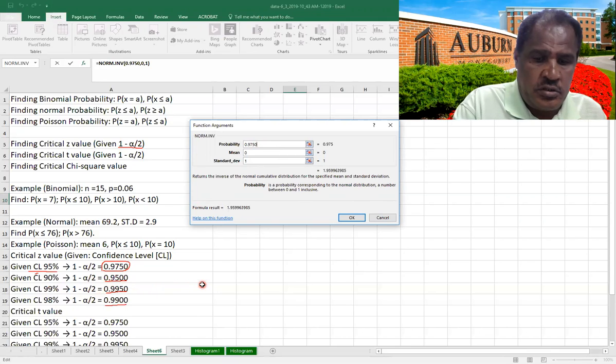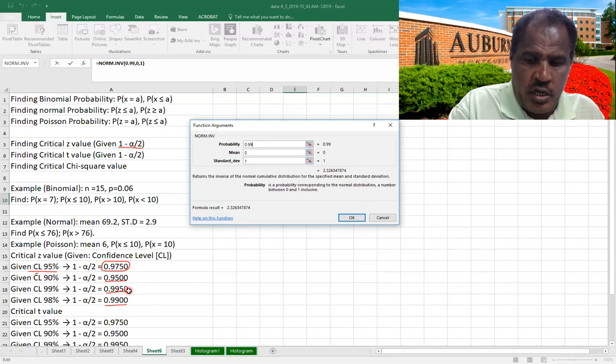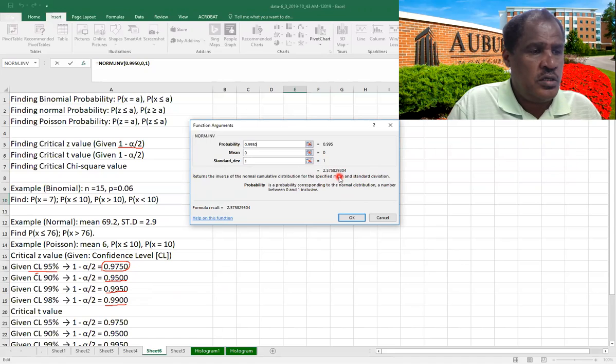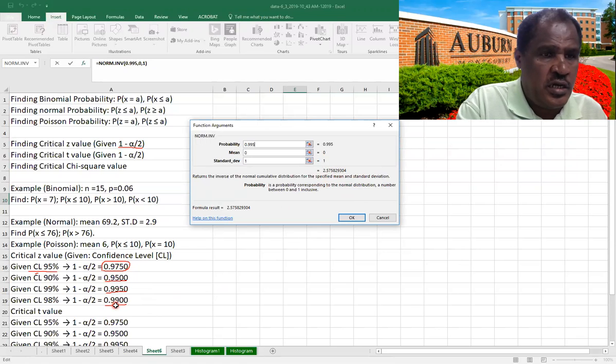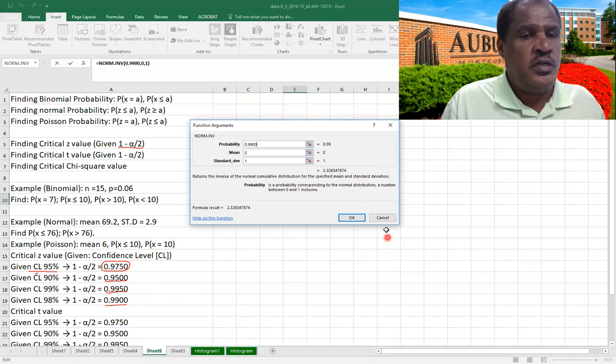Similarly, for example, if you are looking for 90% confidence level, you just need to change this to 0.95. So if you change this to 0.95, you get 1.6448 and so on. That is for 90% confidence level. If you have 99% confidence level, this is 1 minus alpha over 2. If you change this to 0.9950, this is the critical value, okay? Similarly, if you have 98% confidence level, this will be 1 minus alpha over 2, so it is 0.9900. And then this will be the critical Z value. That's how you find critical Z value.